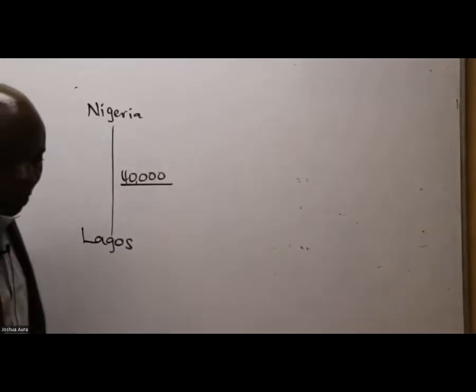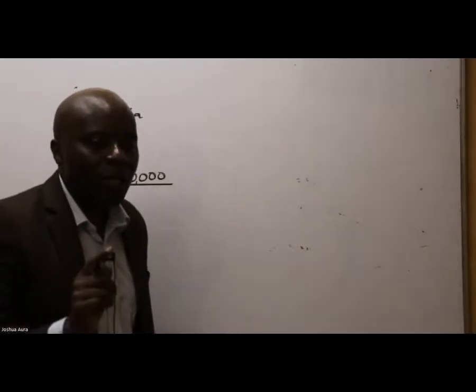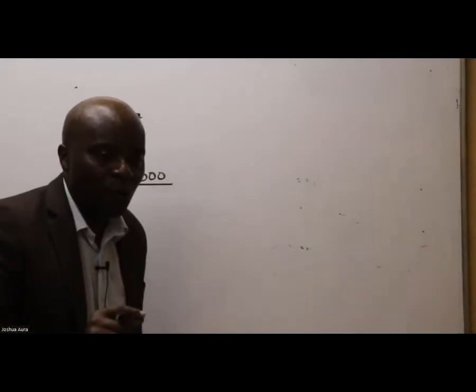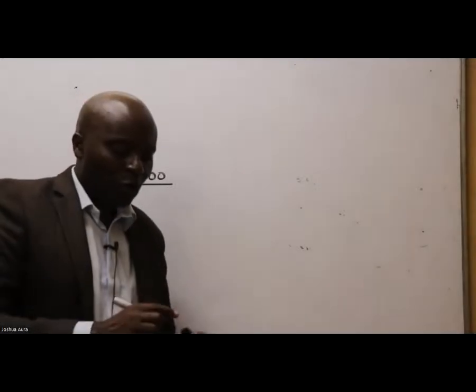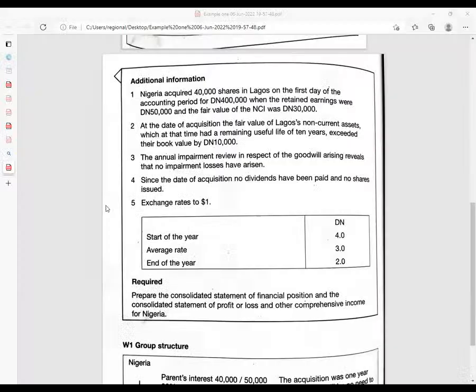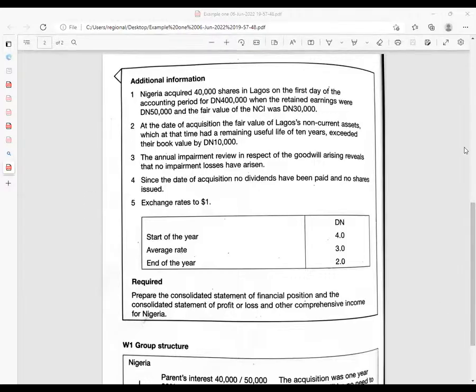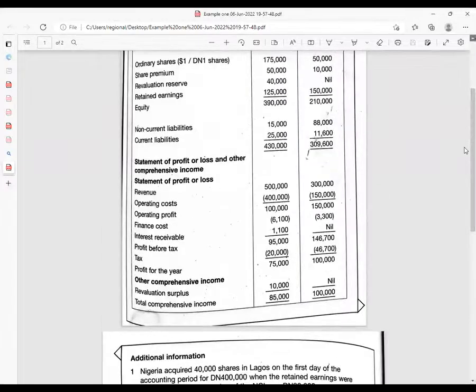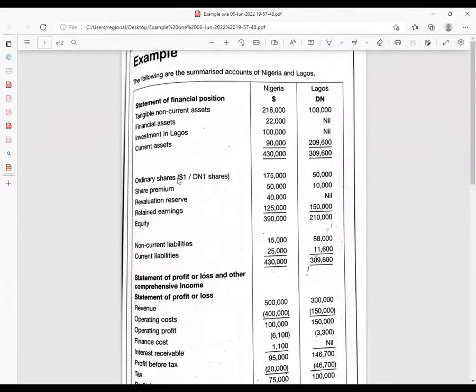So we bought 40,000 shares of Lagos. How many shares does Lagos have in full? Please go to the statement of financial position of Lagos and read the total number of shares it has. Look at it: ordinary shares, DN 1 shares, meaning the par value is 1 across the board.